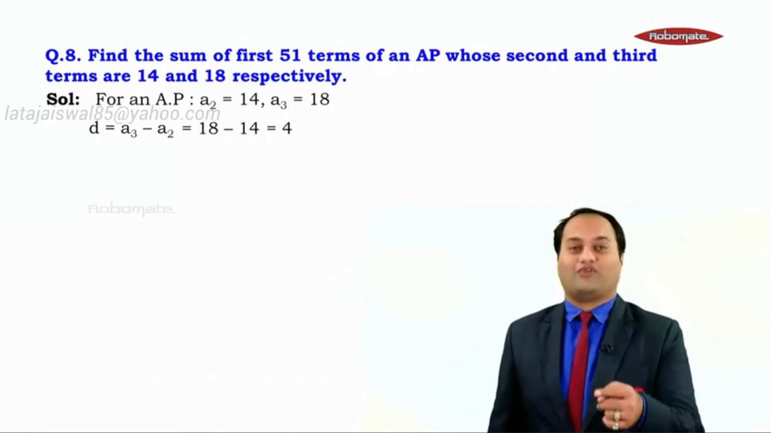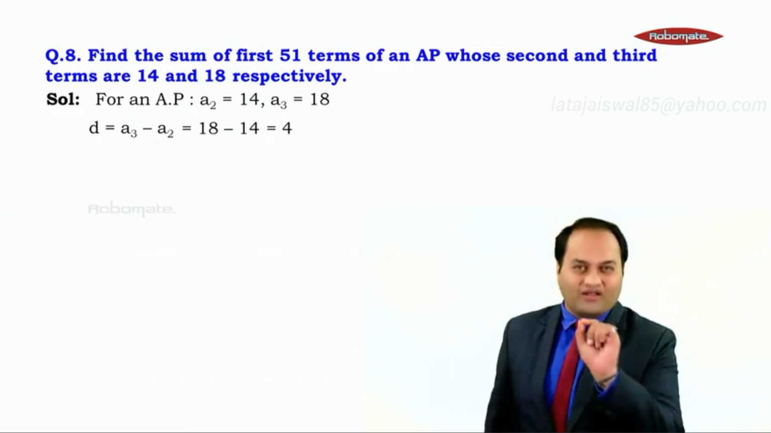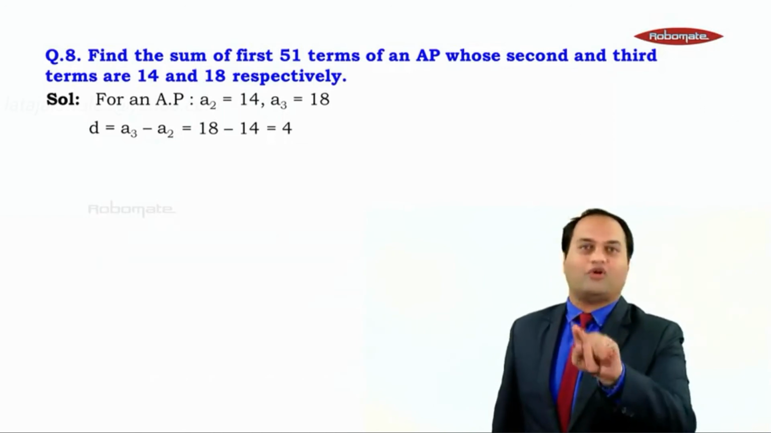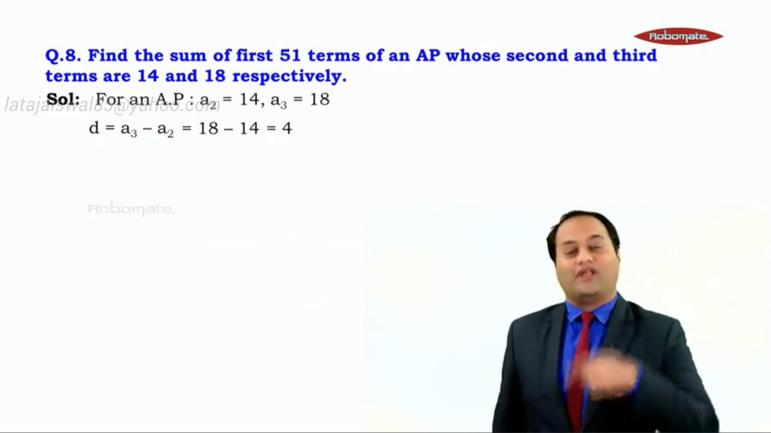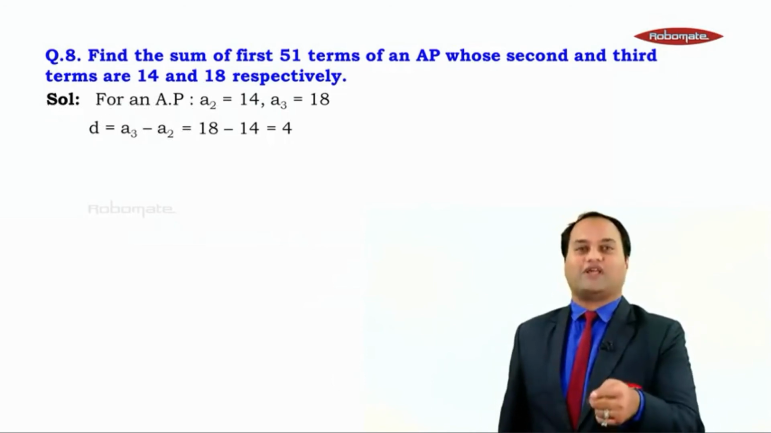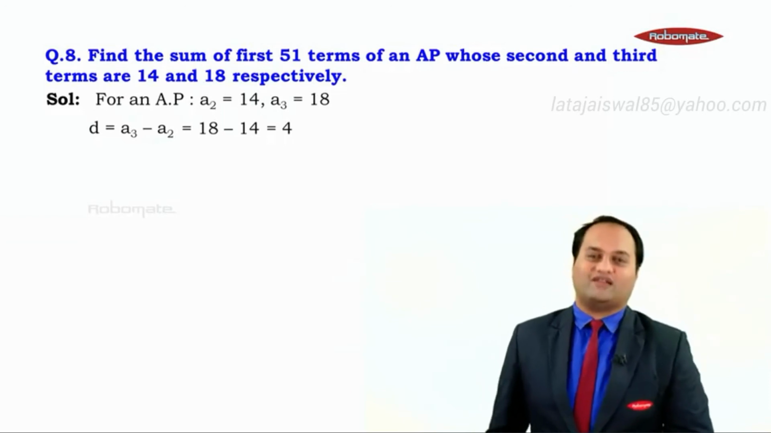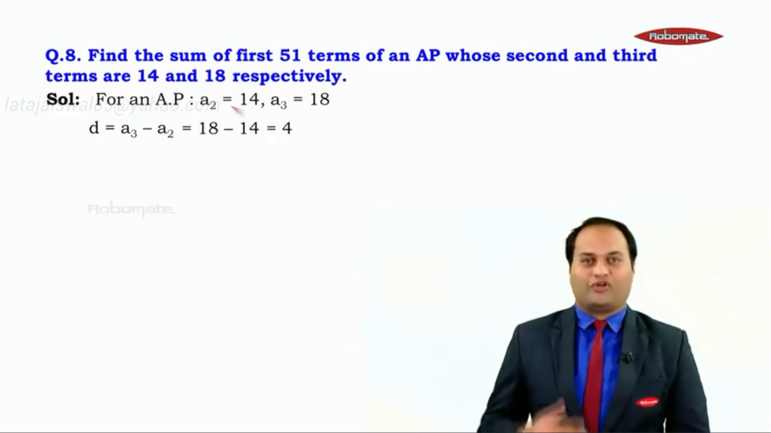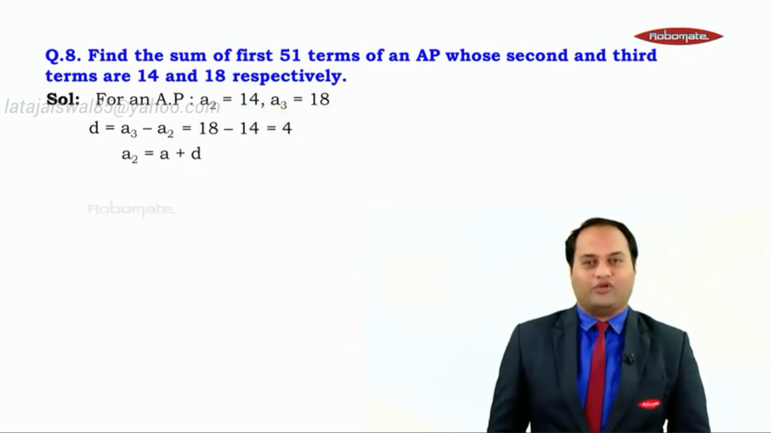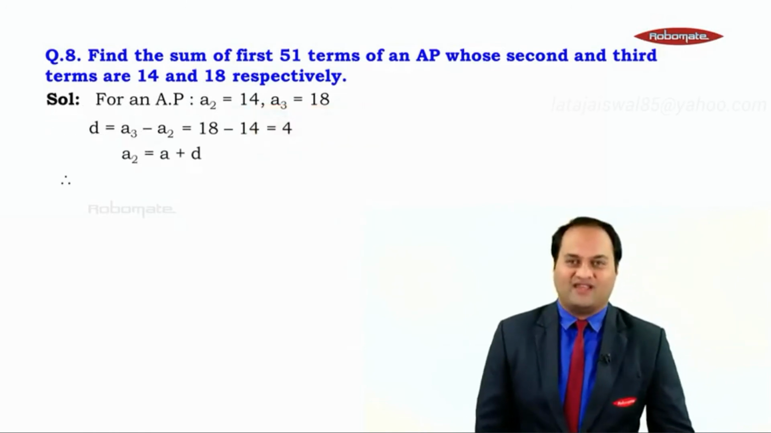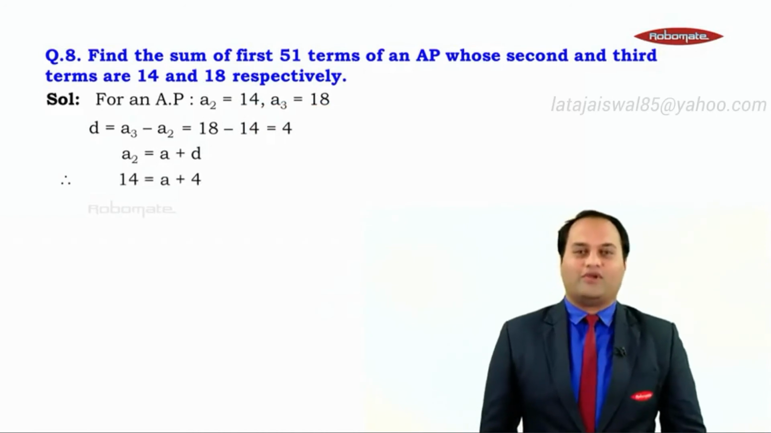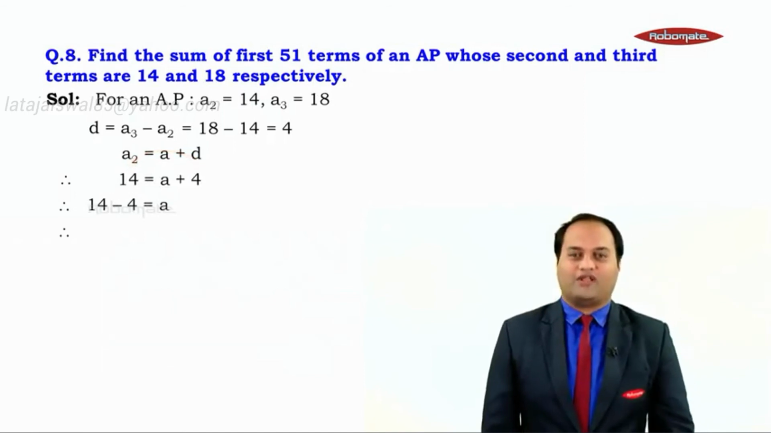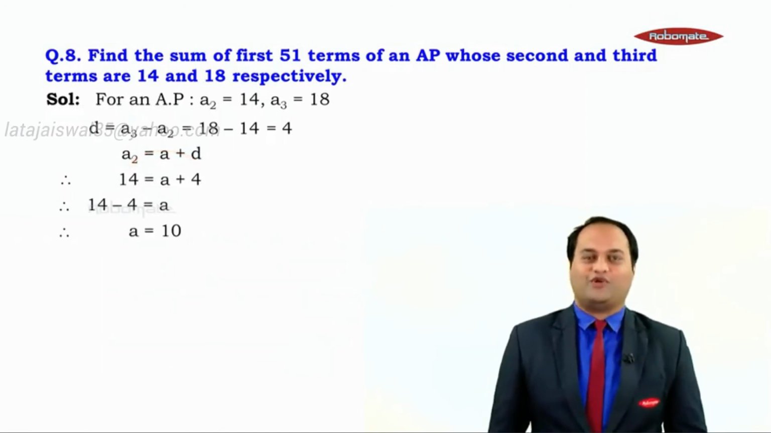This is one more learning for us. So please mark these learnings. If A2 and A4 were given to us, we couldn't have found out D like this. Because A2 and A3, two consecutive terms are given to us, we could easily find D like this. A3 minus A2, which is equal to 4. Now what about A? For that you can use, say, A2. We know that A2 is equal to A plus D. Now because A2 is equal to A plus D, we say that 14 is equal to A plus 4. So we get 14 minus 4 is equal to A. So A is equal to 10.